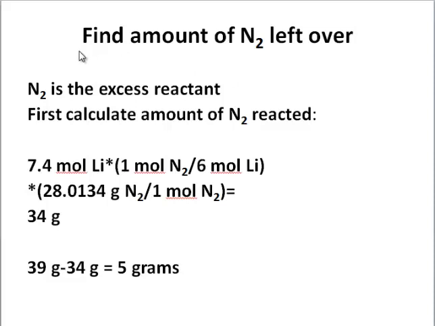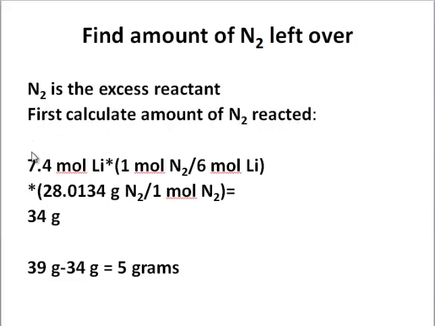Now, a typical question asked in limiting reactant problems at this point is to find the amount of excess reactant, which you'll remember is nitrogen, which is left over. Nitrogen is the excess reactant. We know that from our previous calculation. Now we can calculate the amount of nitrogen reactant.